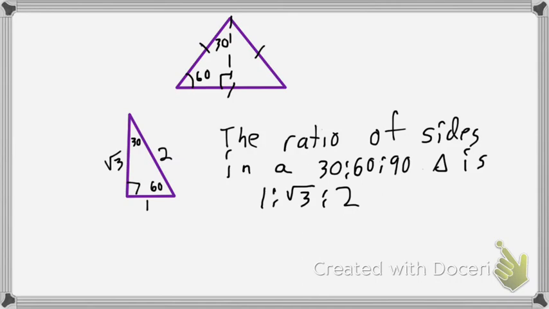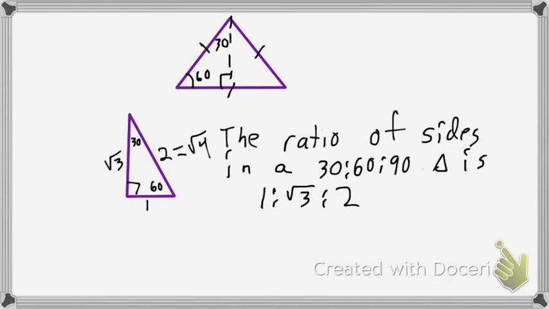Now a lot of people refer to this as a 1, 2, square root of 3 triangle, which is true, but I think that a lot of people then get confused and end up putting the square root of 3 on the hypotenuse. And this is important. 2 is equal to the square root of 4.